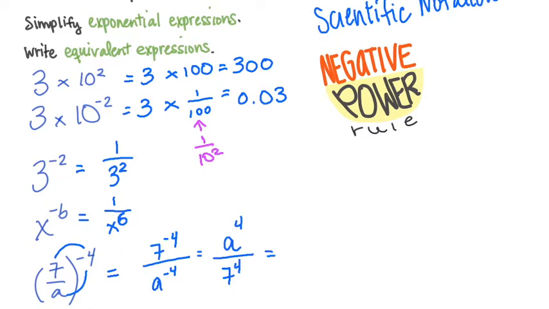Now I could have easily just told you in the beginning, oh yeah, because we have our parentheses and this negative 4 applies to the entire thing, what we can do is just flip our numerator into our denominator and vice versa. And then we would have just had a over 7 raised to the power of positive 4. Now you actually understand what really happens behind the scenes.